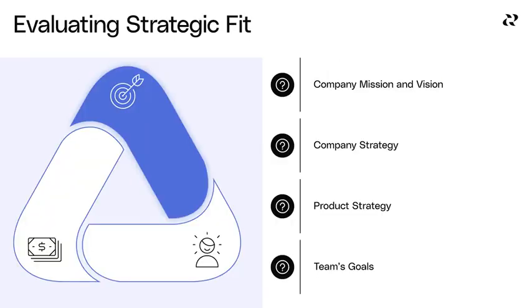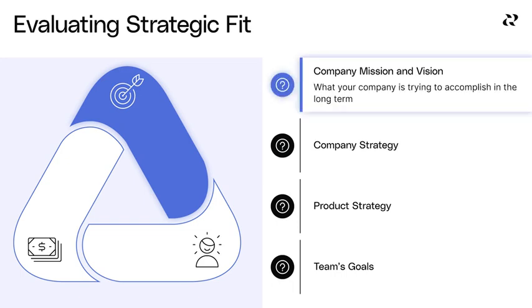The strategic fit of a project can be evaluated at 4 different levels: company mission and vision, company strategy, product strategy, and team goals. Let's define each of these. The company mission and vision summarize the reason why your company exists. These should capture what your company is trying to accomplish in the long term. Usually they're related to creating value for the user by delivering a solution that improves their experience in a meaningful way.